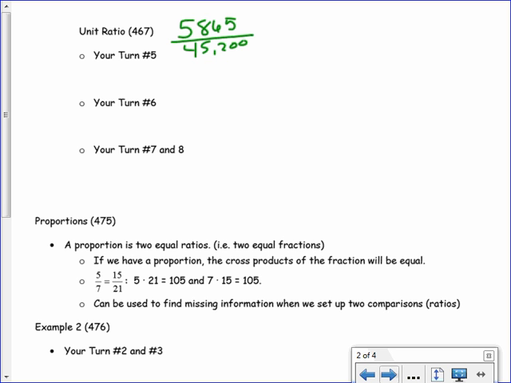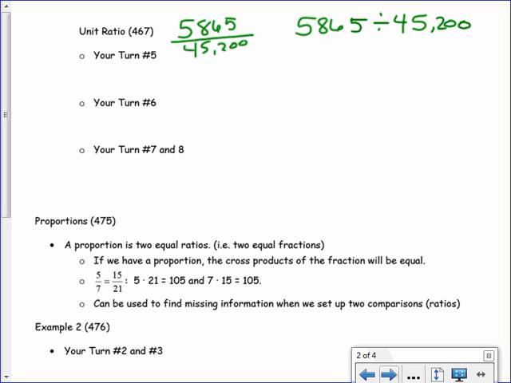Okay? Here's what you do. You divide to find the unit rate. So you're going to take 5,865 divided by 45,200. And you're probably thinking, you're going to make me do that. No, remember I said you were going to be able to use a calculator. Okay? So let's look at your turn 5.